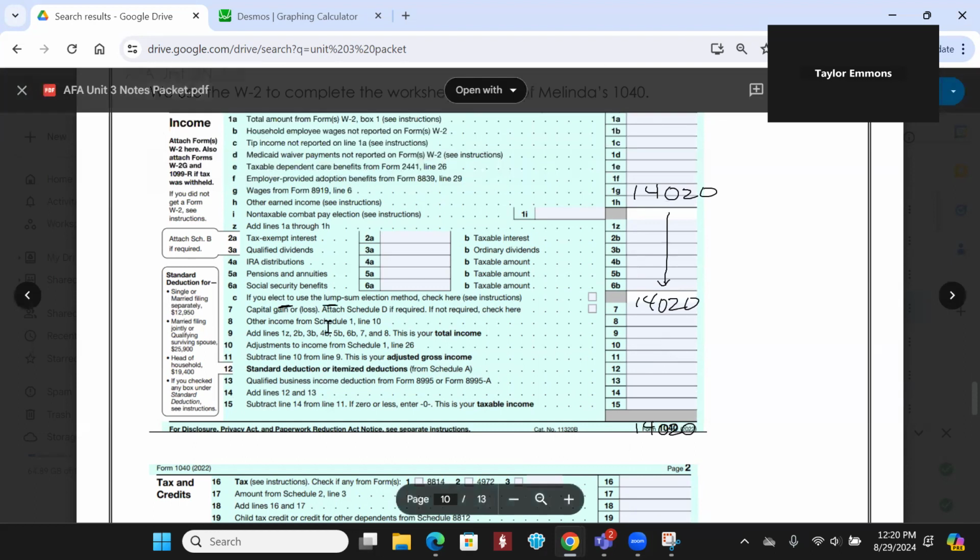Okay, so let me erase this. We're gonna put that on line 12. So line 12, we're gonna do 12,950. Okay. And then we had 14,020. Now you're going to subtract line 14 from 11. This is going to be your taxable income. She's going to be placed at 1,070 because she's going to fall into that 12% realm.